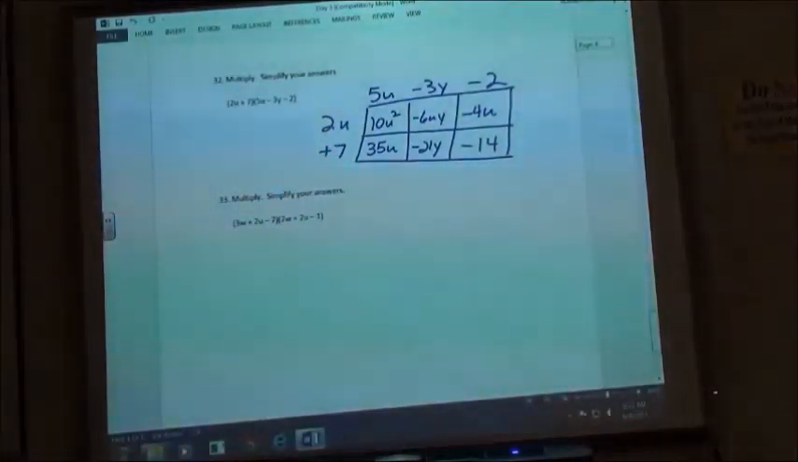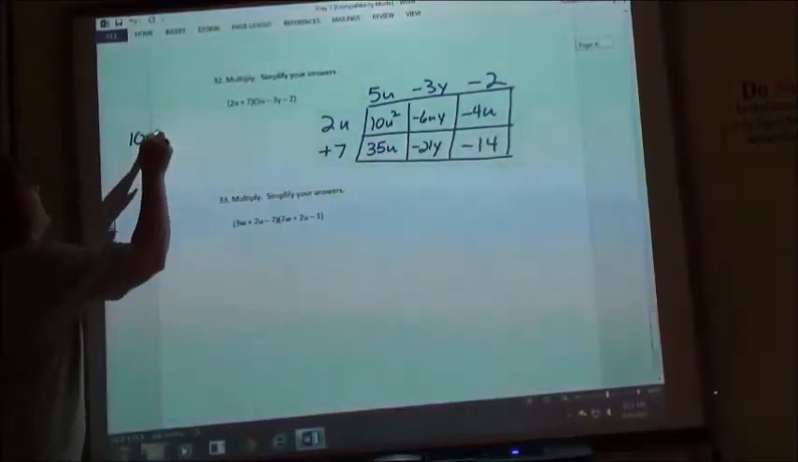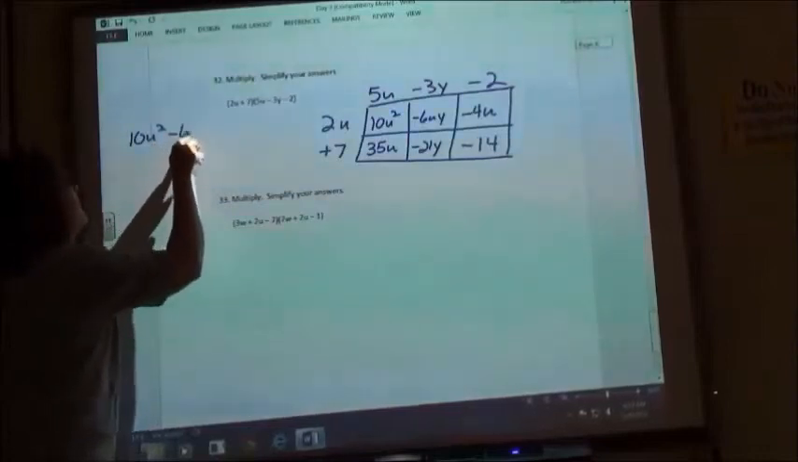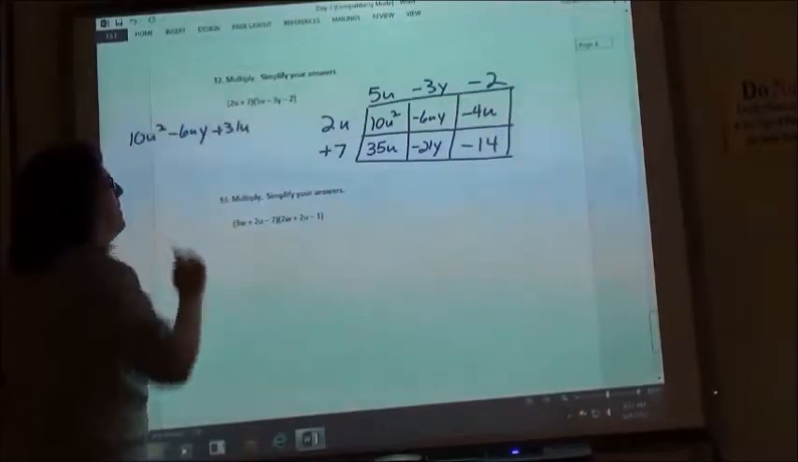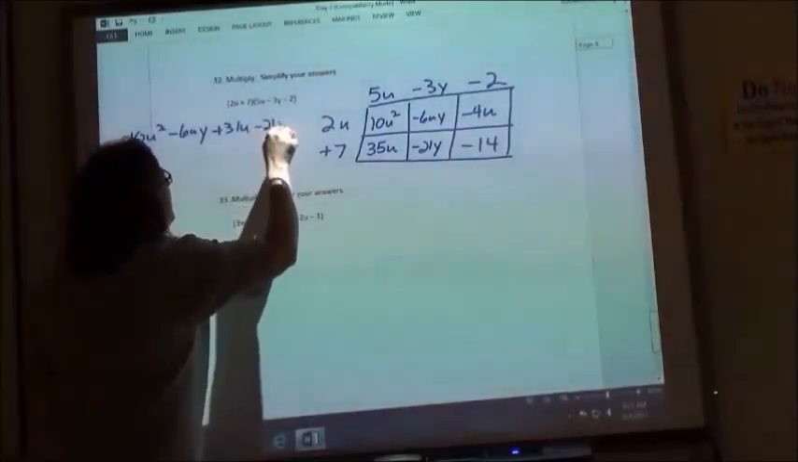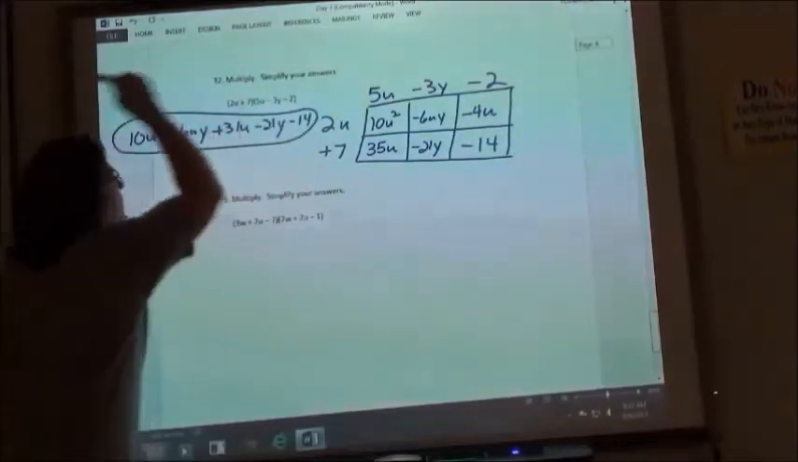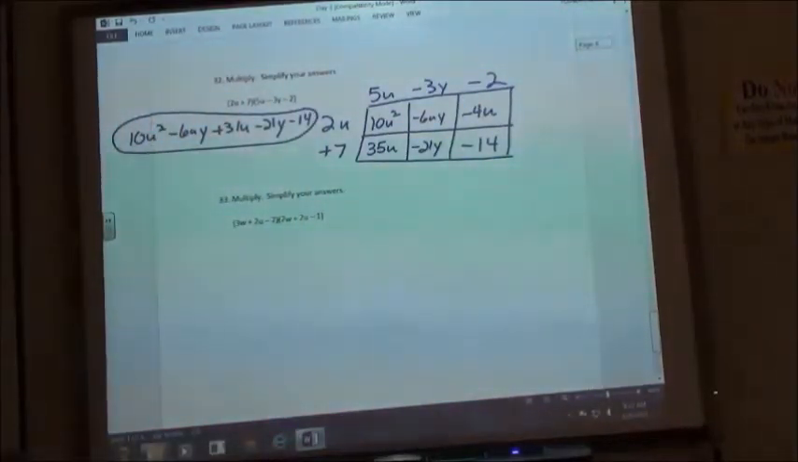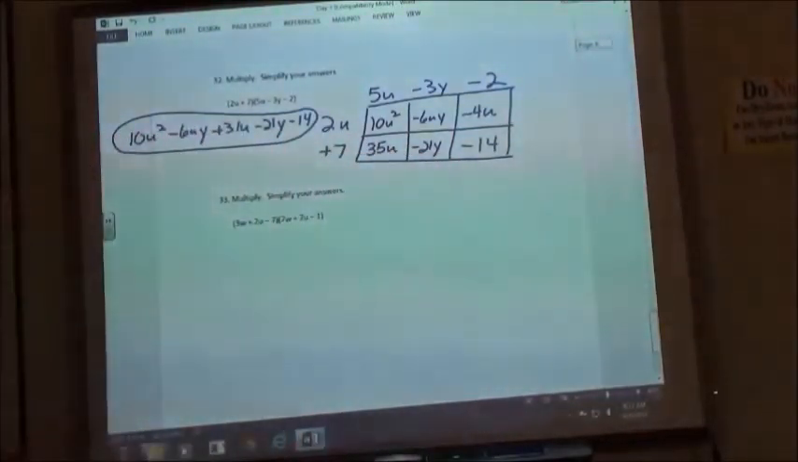So my answer would be what? 10u squared minus 6uy plus 31u minus 21y minus 14. And there's my answer. So just one way of keeping yourself organized, especially as they get longer, if you have to do a 3 by 3 one or something like that. Not that you have to do it, but if you want to, go ahead.